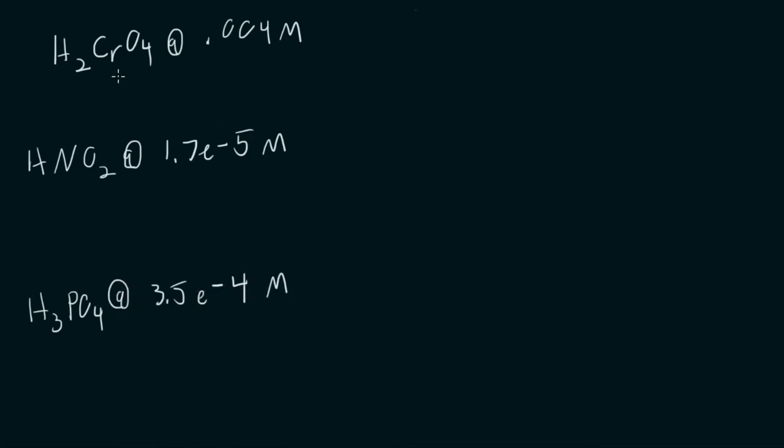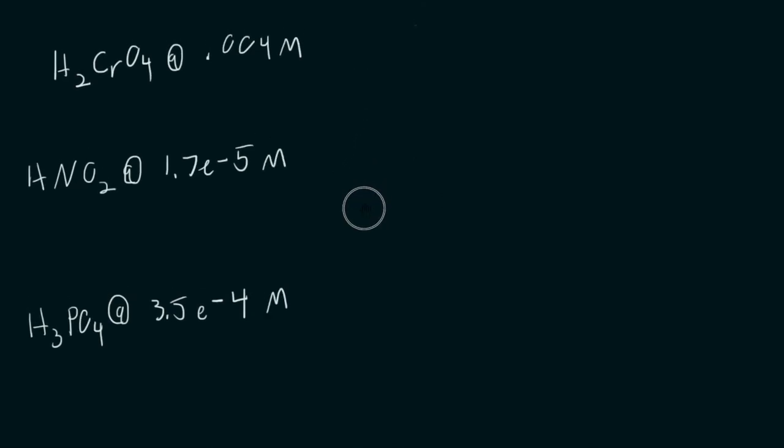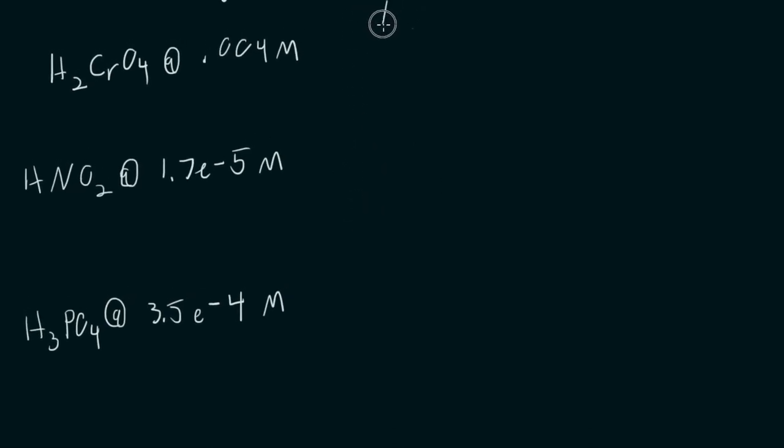So let's calculate the pH of chromic acid, the pH of nitrous acid, and the pH of phosphoric acid. Each one is at a different concentration. So go ahead and look up the values of these in a table. We'll do that. Get the Kas. So now go ahead, pause the video, and try and calculate the pH of each of these weak acids. See if you can get this.